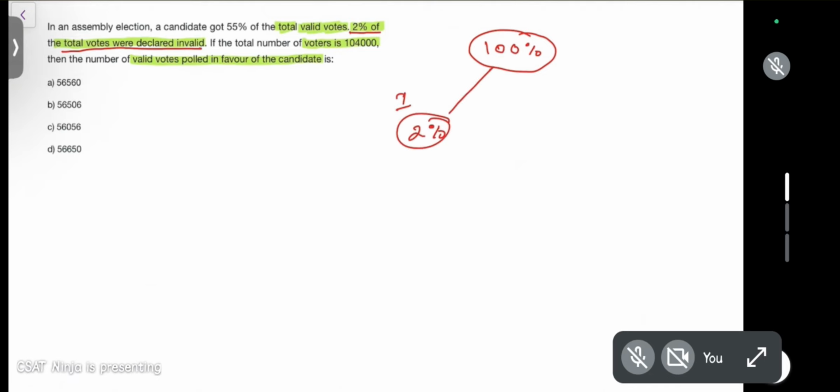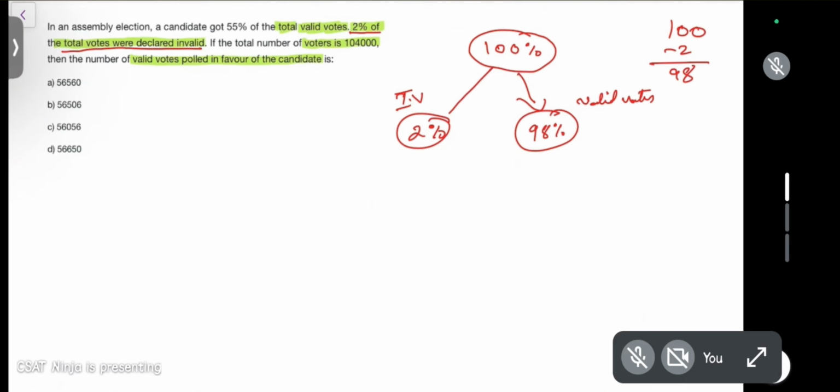Let's start. There is 100% here, and from this 100% there is one condition. 2% of the total votes were declared invalid. That means 2% is invalid. Then valid votes is how much? 100 minus 2, which is 98. So which means 98% is the valid votes.